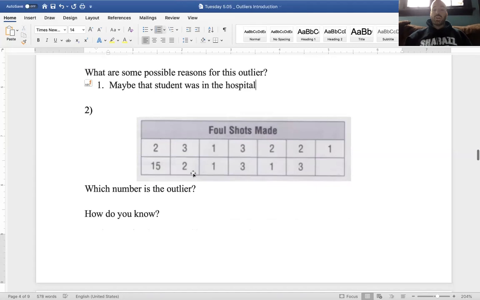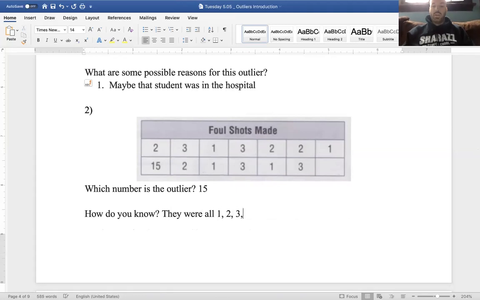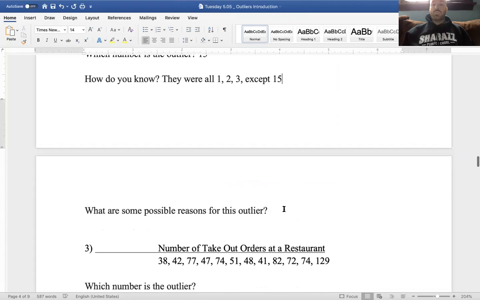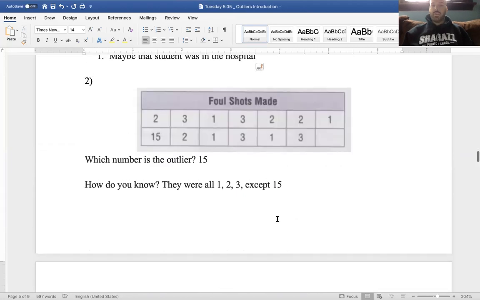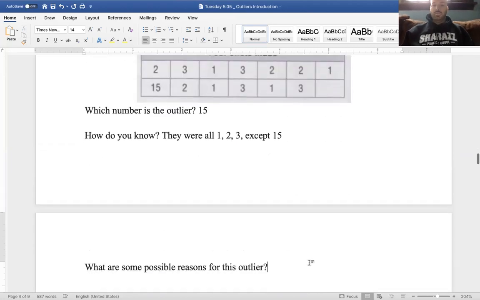Number 2, foul shots made. Which number is the outlier? 2, 15, 3, 2, 1, 1, 3, 3, 2, 1, 2, 3. They're all 1s, 2s, and 3s except this one, 15. So how do I know? They were all 1, 2, 3, except 15 was way far off. What are some possible reasons for this outlier? Here I'm talking about foul shots made.